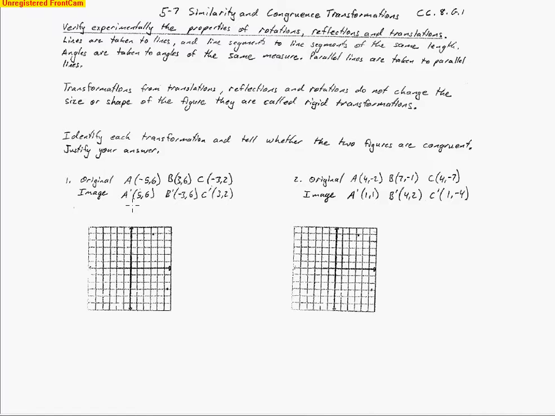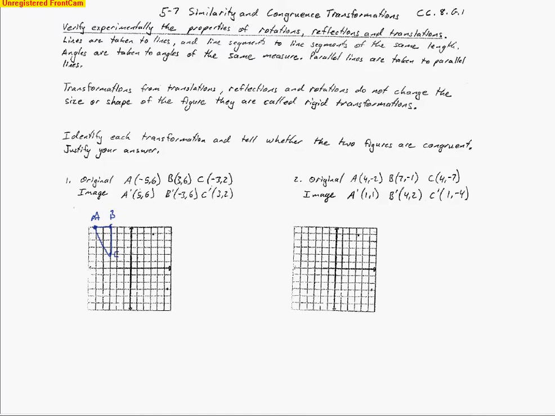So -5, 6. I'm going to go over 5 spaces, 1, 2, 3, 4, 5 to the left, and up 6 spaces. It's going to put me there, and that's going to be A. Then I'm going to go 3 spaces over, 1, 2, 3, and then up 6. That's going to be B. Then I'm going to go 3 spaces to the left, and then just up 2 spaces. That's going to be C. When I plot the next few points, I'm going to get an image that's similar to this, or possibly congruent.